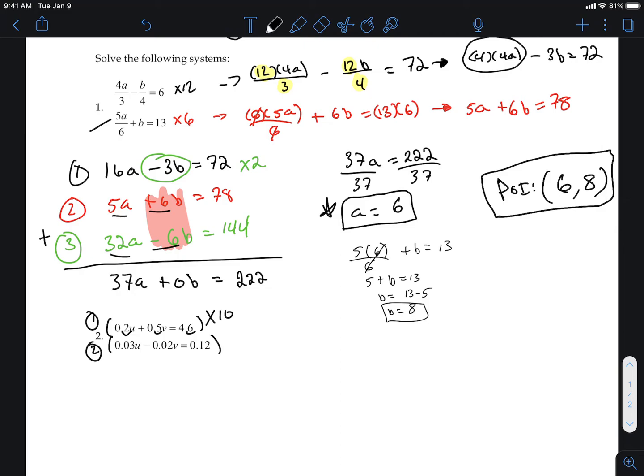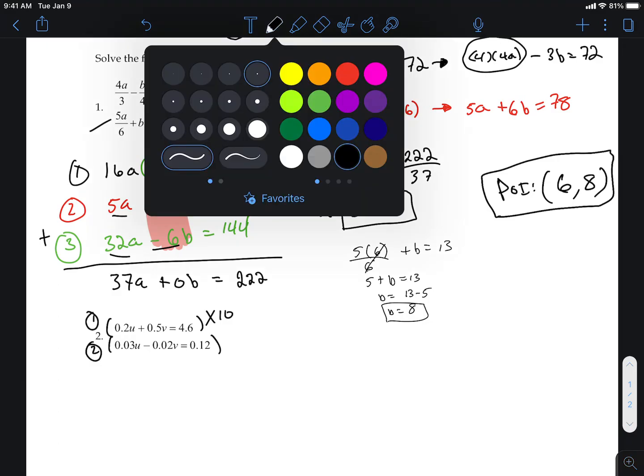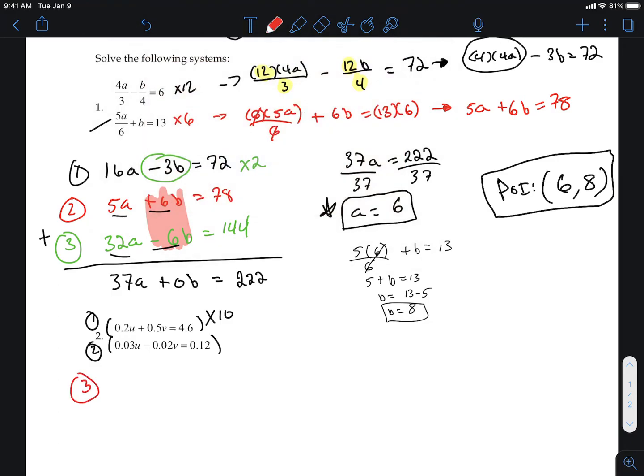You can confirm this by typing it into your calculator. I'm going to write these two equations 3 and 4; they're just going to be scalar multiples again. So number 3 is going to be number 1 multiplied by 10. 0.2 times 10 is going to be 2u. 0.5v multiplied by 10 is going to be 5v is equal to 4.6 times 10, which is 46.